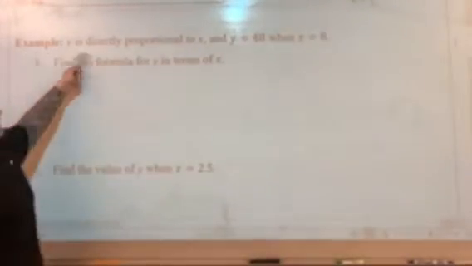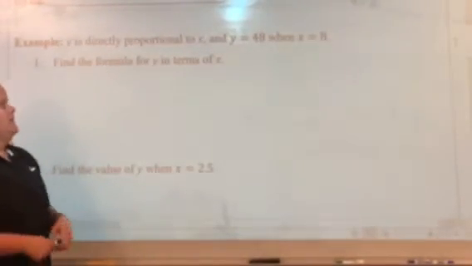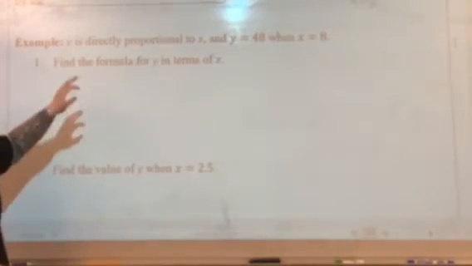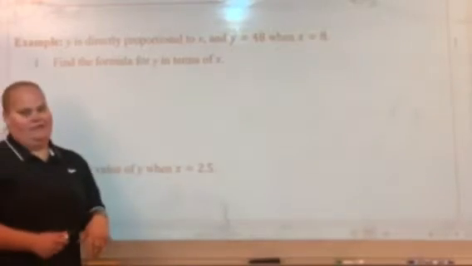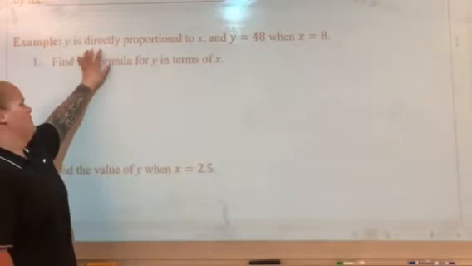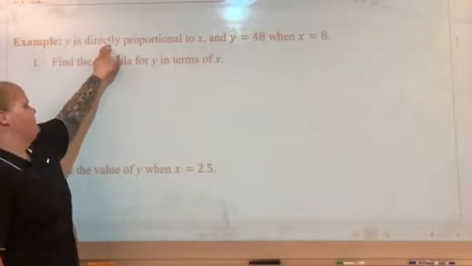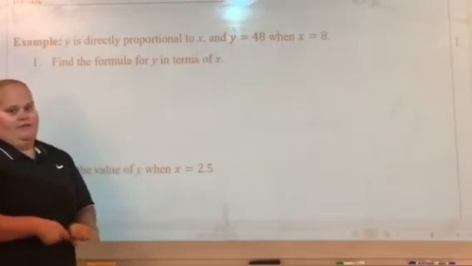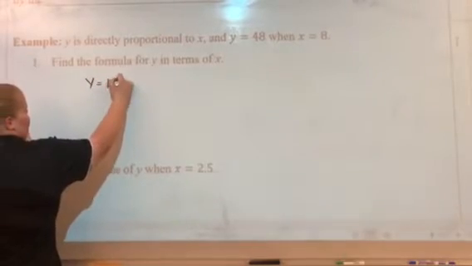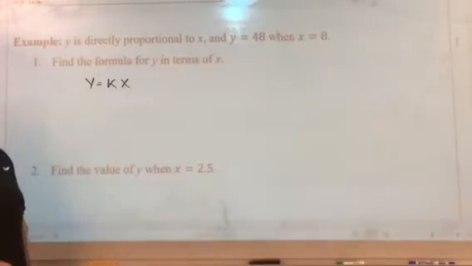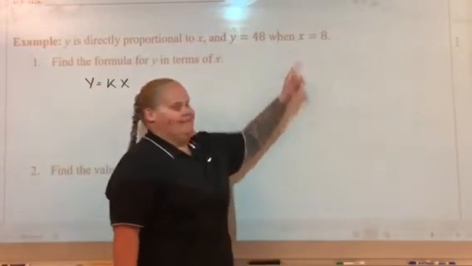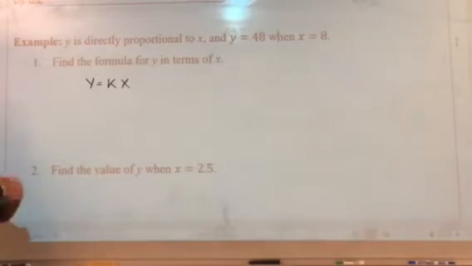The example says y is directly proportional to x, and y equals 48 when x equals 8. Find the formula for y in terms of x. So the example wants us to find the formula. Let's look at what the example directions were. It says y is directly proportional to x. That means we use the formula that we just talked about. It says when y is 48 and x is 8. We'll use those in a second.